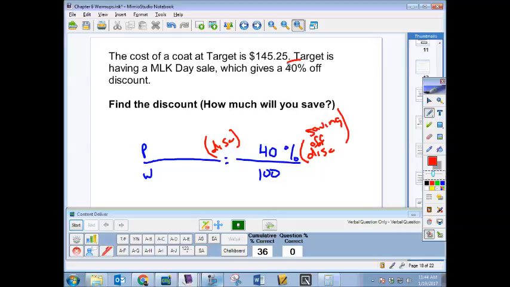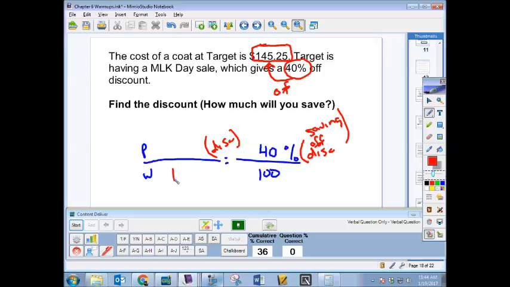Now, remember, when you're doing tax, when you're doing tip, when you're doing discounts, the whole idea is you have to figure out what 40% of that is. So whenever you're doing this, is this always going to be the part or the whole?